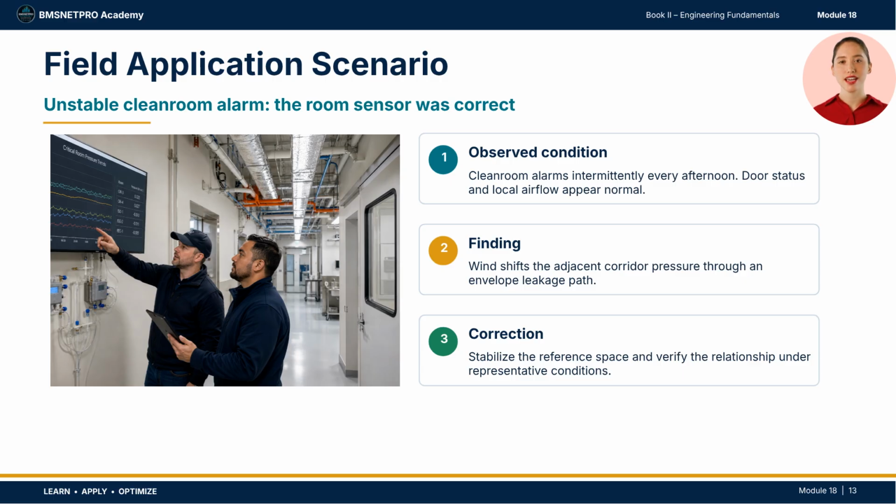The correction is not to hide the alarm or tune the room more aggressively. The correction is to stabilize the reference condition and then verify the room pressure relationship under representative operating conditions.